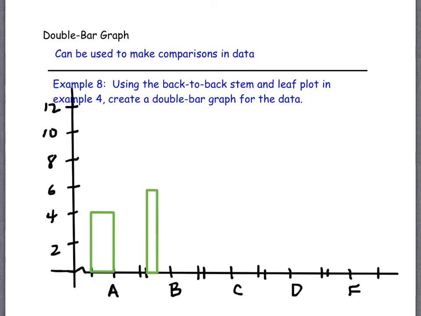6. How many C's were on exam 1? 4. How many D's were on exam 1? None. And how many F's? 4.